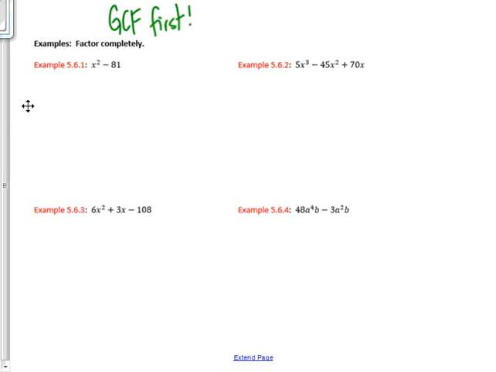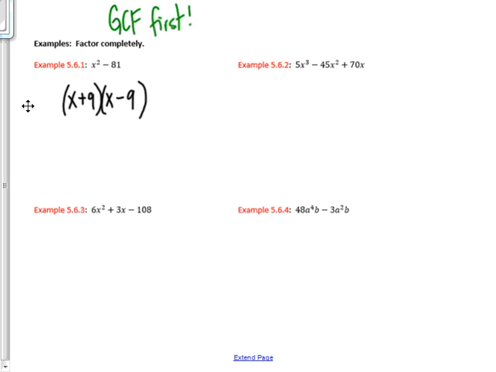x squared minus 81. Do I have a GCF? No. So if I don't have a GCF, then I have two options if I have two terms, and those are difference of squares or sum and difference of cubes. Well, I can see an x squared and 81, those are squares, and I have my minus in the middle. So it's up to you to remember how to factor the difference of two squares. What you do is split your x's, split your 81, and square root these, and then alternate your signs.